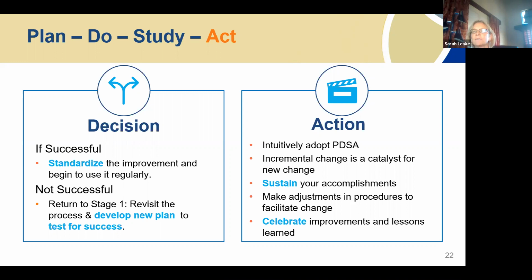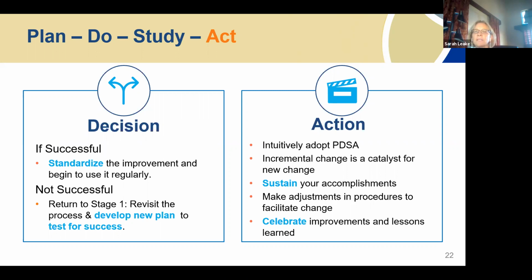If your team believes a different approach would be more successful, or as I put on here, not successful, return to stage 1, plan, and develop a new and different plan that might result in success. If it is successful, you want to spread that and keep building upon that. Otherwise, you can just start from stage 1 again and do that incremental change.